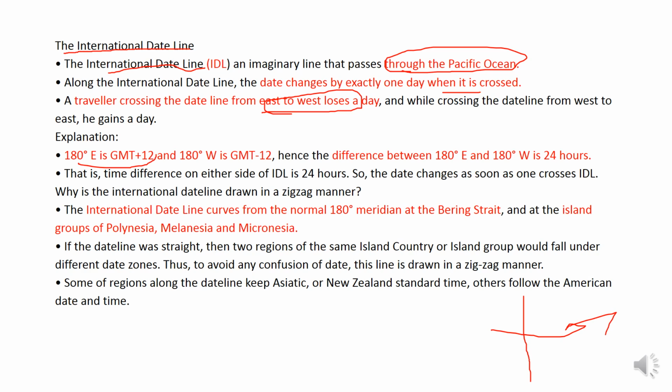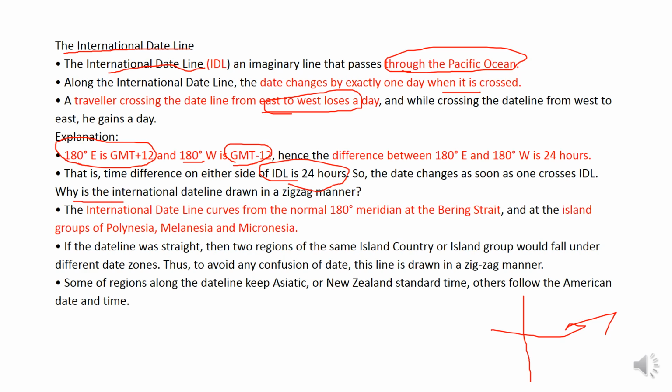180 degrees east is Greenwich Mean Time plus 12 and 180 degrees west is Greenwich Mean Time minus 12. Hence the difference between 180 degrees east and 180 degrees west is 24 hours. That is, the time difference on either side of the international dateline is 24 hours. So the date changes as soon as one crosses the international dateline.